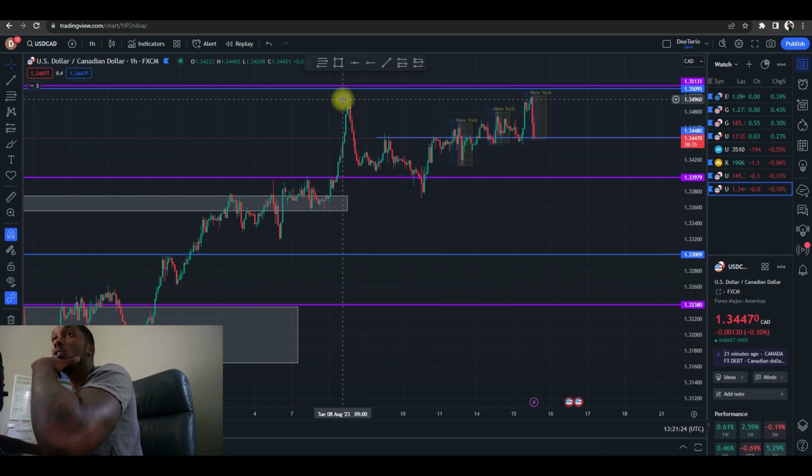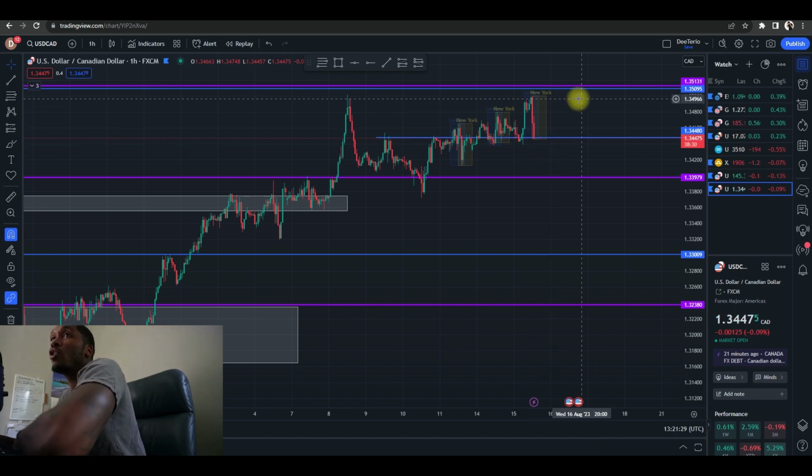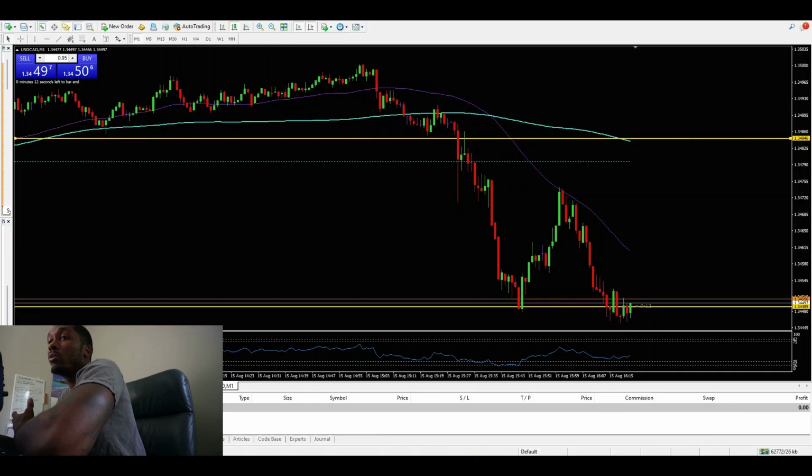So I got it going. Since at this line, it could go back up here, retest this high, and then shoot down. Or it's an uptrend, it keeps going up, breaks this high and keeps going up. So in this instance, you take what the market gives you.